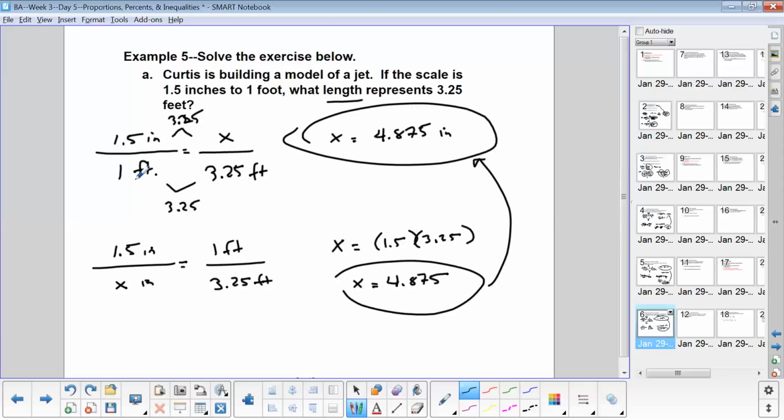The last few slides, I set it up like inches to feet. This would be inches to feet. Well, I just changed it up a little bit down here, and I did inches to inches and feet to feet. You just got to be careful of what you're comparing, and then just did cross products to get that result.